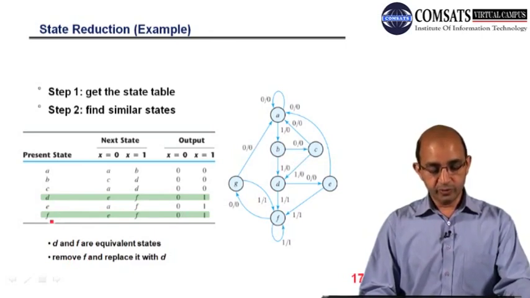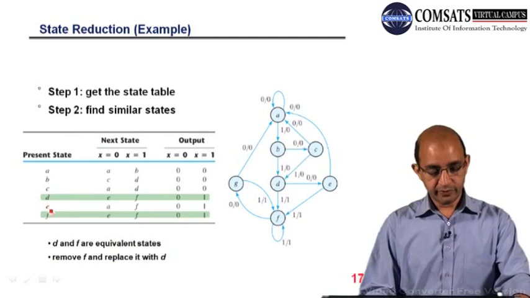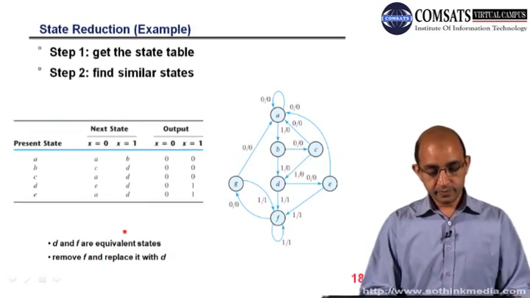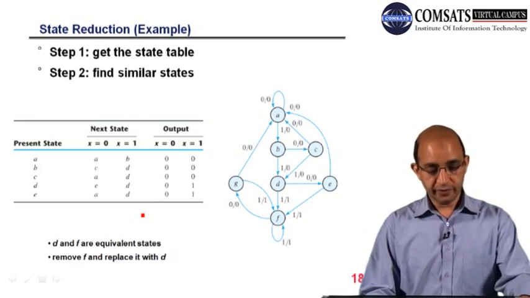So what we can do is remove F and replace it with D. So here we have to remove F and replace it with D. So here we have the resultant. Is there some more reduction possible? No, we don't have any further state reduction.